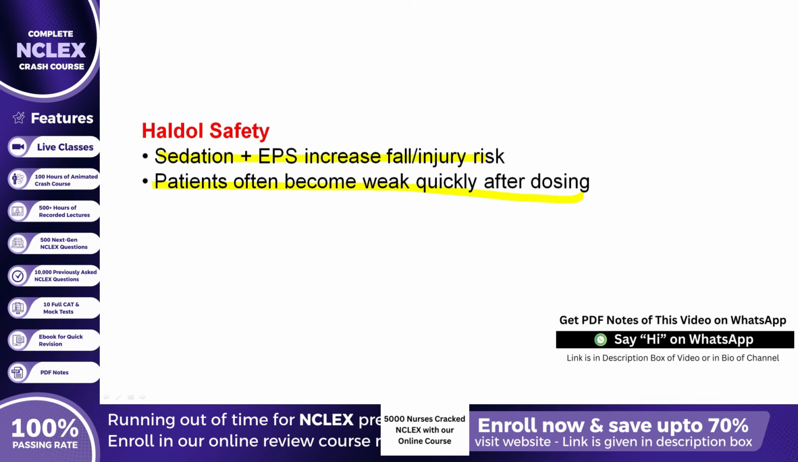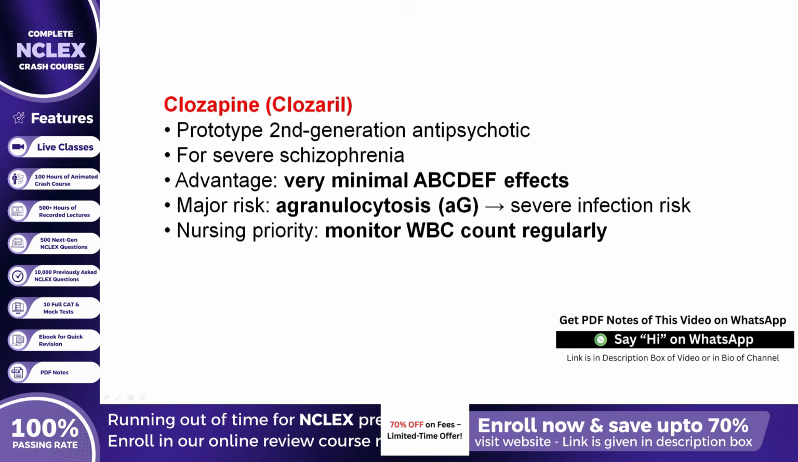Let us begin with clozapine, also known as Clozaril. It is the prototype second-generation antipsychotic, and it is specifically used for severe schizophrenia. One major advantage is that it has very minimal A, B, C, D, E, F effects, which makes it safer in those categories compared to other antipsychotics. However, the major risk with clozapine is agranulocytosis, often abbreviated as AG, which leads to a severe infection risk. Because of that, the nursing priority is to monitor the white blood cell count regularly.